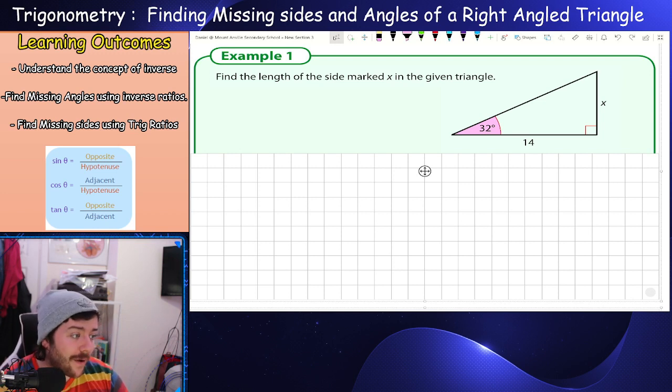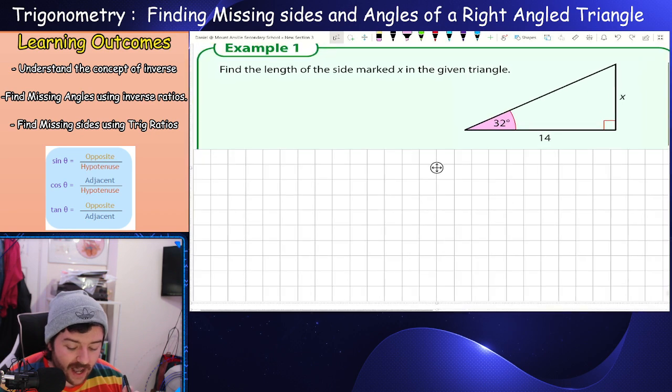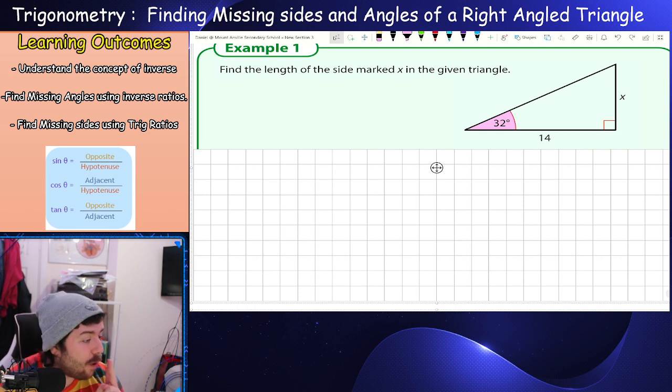Hello everyone. Okay, so in this video we are going to be using trigonometry, specifically the trig ratios, to solve for angles and missing sides in a right angle triangle. So if we look here: find the length of the side marked X in the given triangle. We have one side and one angle, and we're looking for another side.